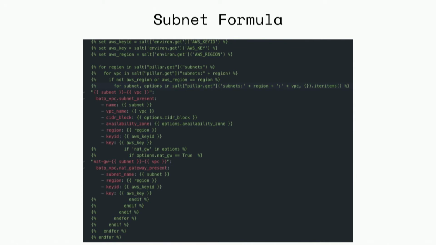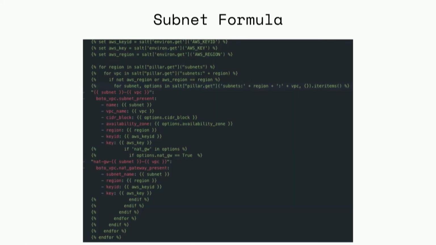And so it runs a for loop over our pillar data, pulls out all of the subnets that exist in the pillar data, and just runs a subnet present on each one. And then we also say, if gateway is true, we want to create a NAT gateway for that subnet as well. And we're just doing the Boto VPC NAT gateway present. These are built-in execution or state modules that exist in SaltStack. And that's as simple as our formula is. That's all we have to maintain. And we can now create subnets just with pillar in our external pillar.